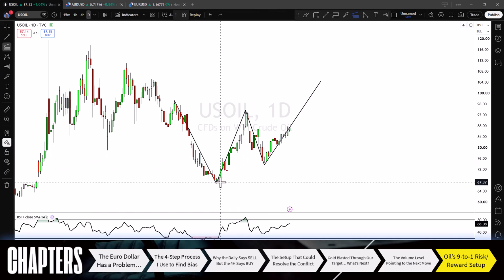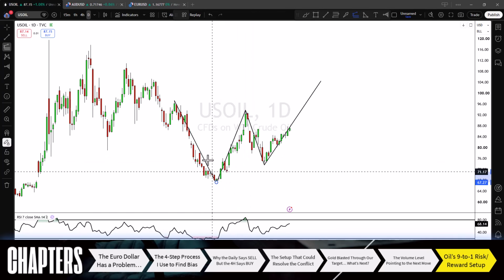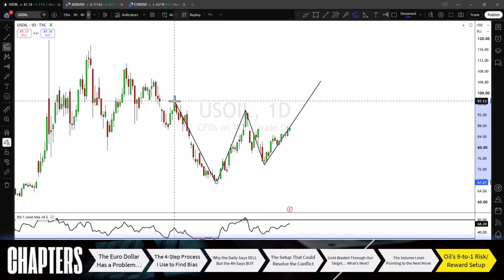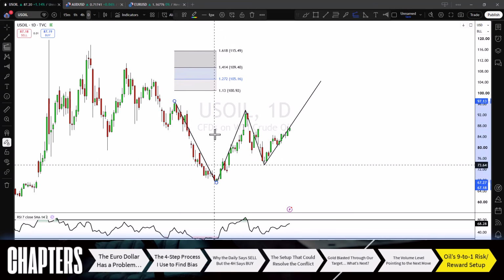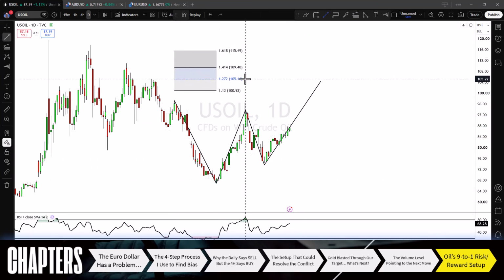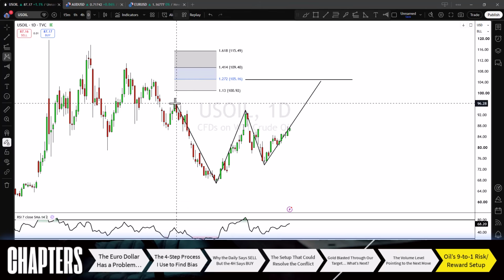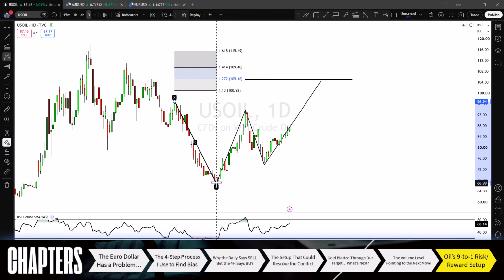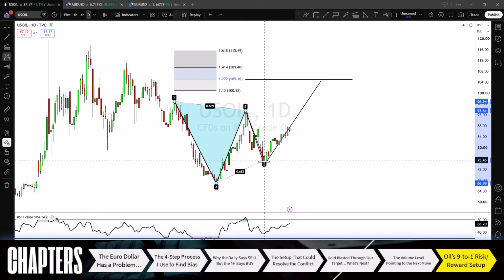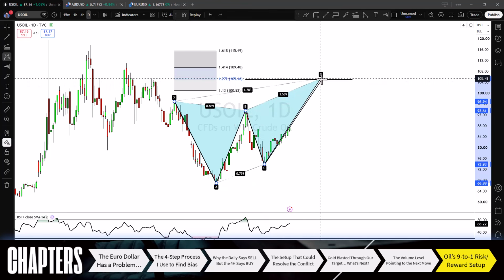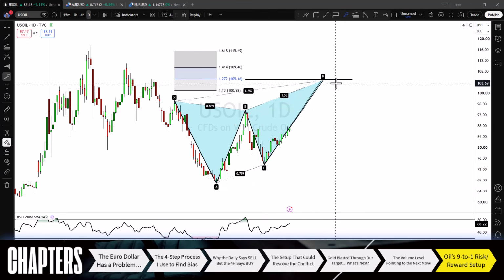Again, let me just get out my fibs here and drag it from the swing low of A back to the swing high of X and back down. Look for that 127 inversion, and boom, right there is the completion point for my potential butterfly. So X to A to B, B to C, and a CD completion right here for a potential bearish entry.